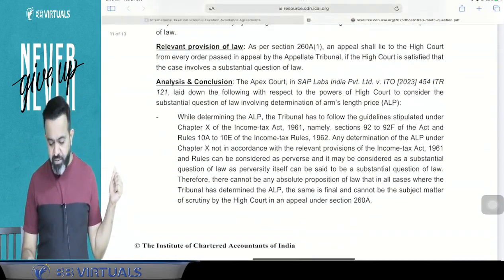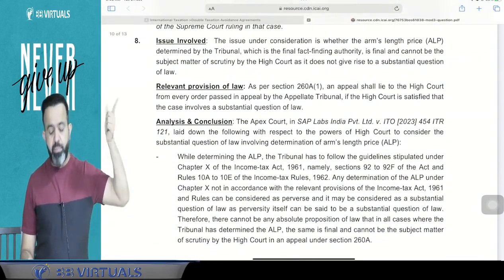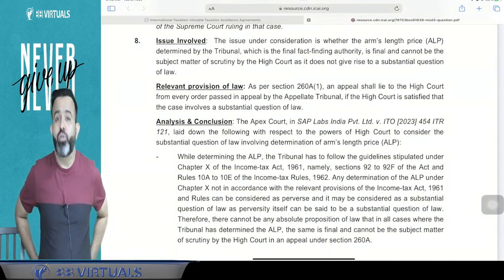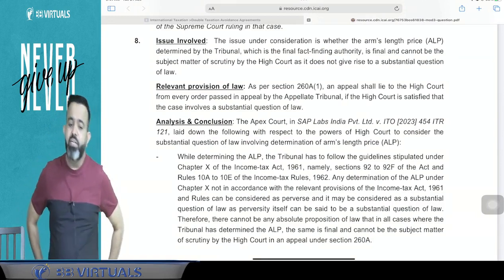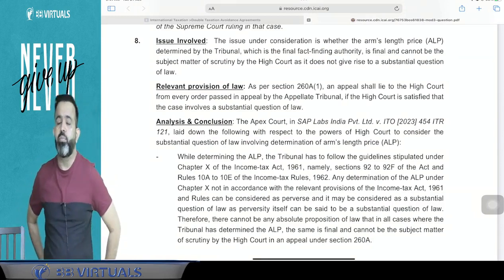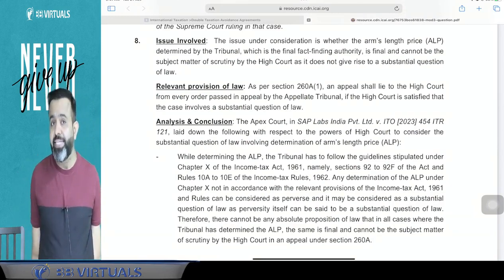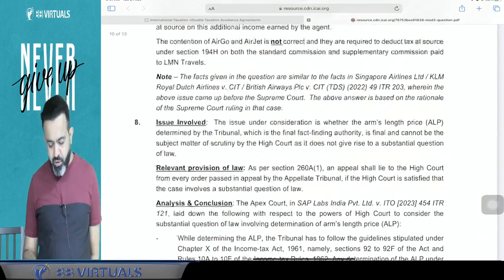After that, we have discussed one more case law related to SAP Labs India Private Limited. The question is whether the High Court can compute your arm's length price or not. The answer is yes. The High Court can compute your arm's length price in transfer pricing. Suppose all the provisions of transfer pricing are not followed by the ITAT, then the High Court has the power to compute your arm's length price. So this is case law number 8.